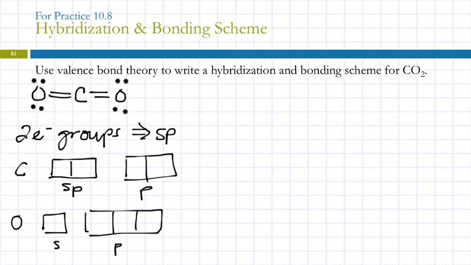Carbon has 4 valence electrons, so we'll put 1 in each box. Oxygen has 6. So we look at this, and that looks like a lone pair and a lone pair. And this is going to make a bond, and that's going to make a bond. And up here on this oxygen, we have 2 lone pairs and 2 bonds. Doesn't always work out that way, but most of the time it does.